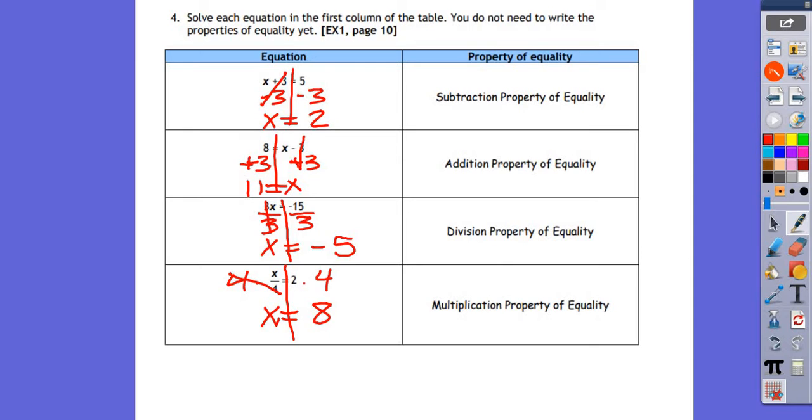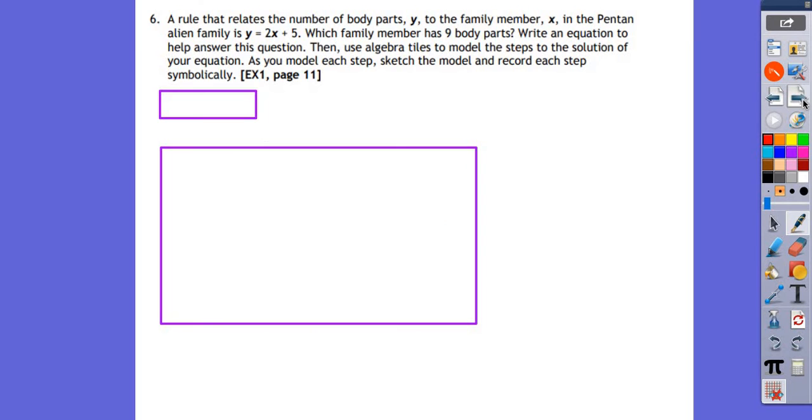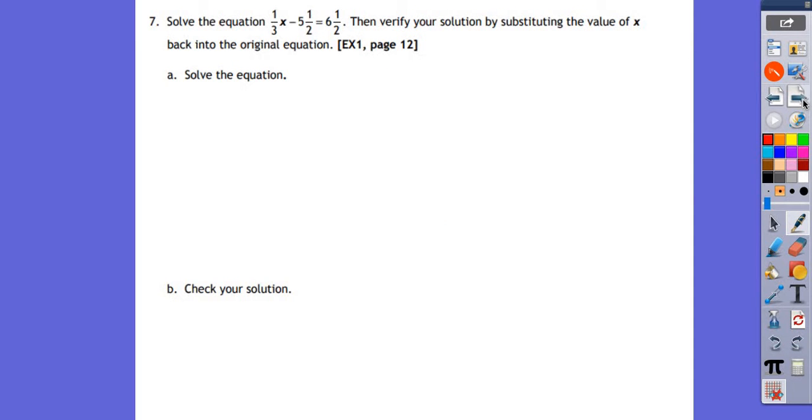Essentially, we already did problem 5. I had you write the properties in the chart. So moving to problem, let's go to problem 7. Okay, problem 7.